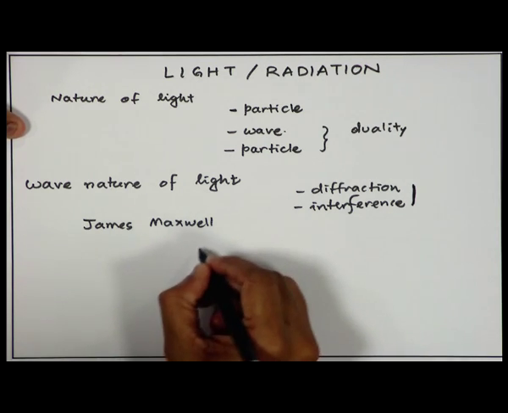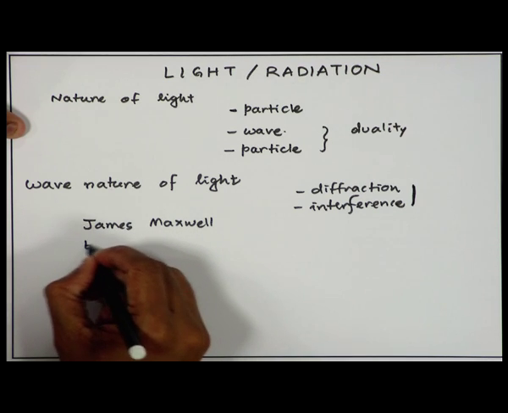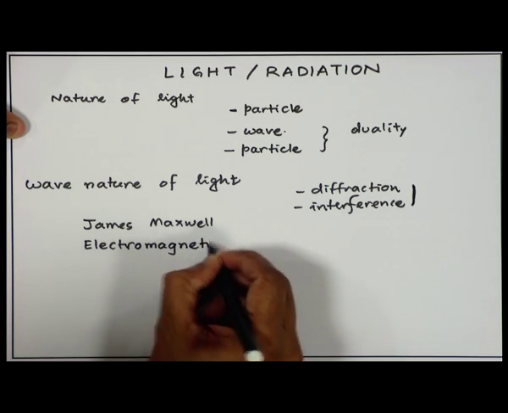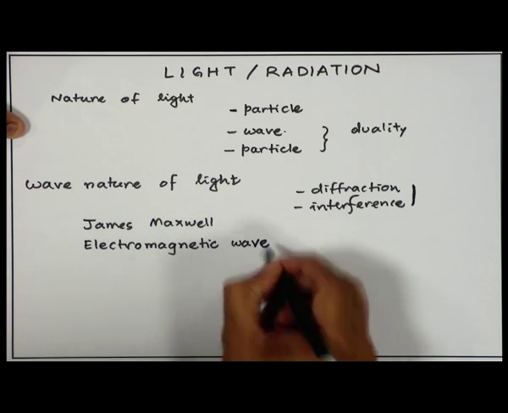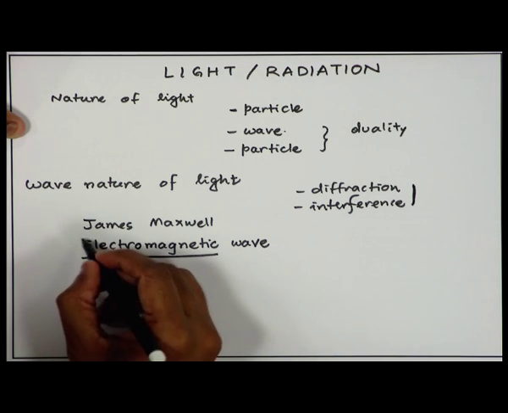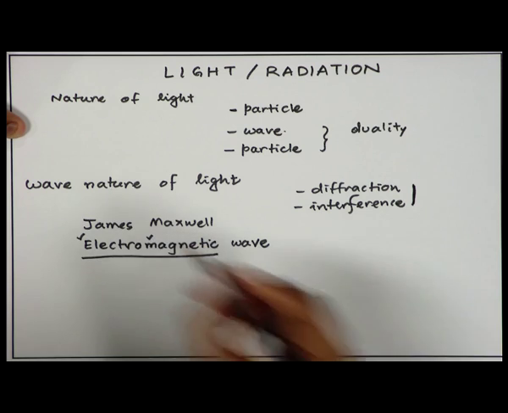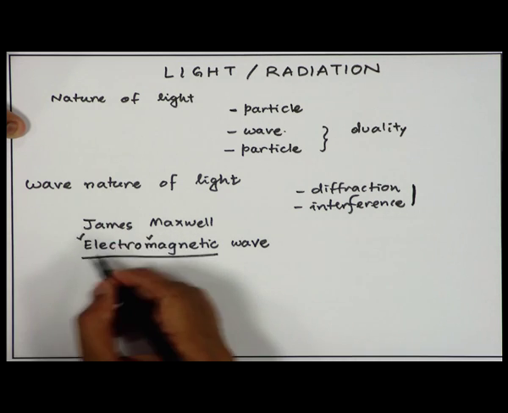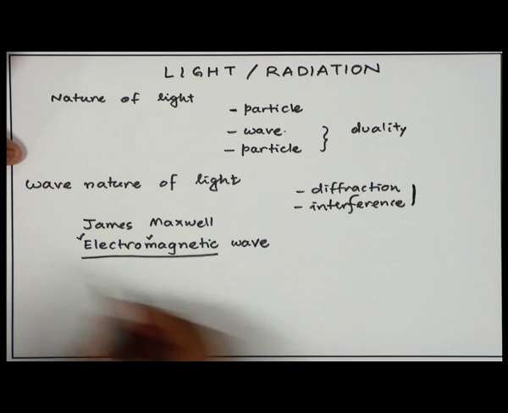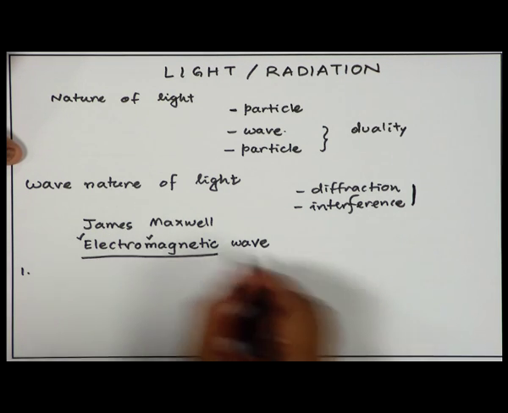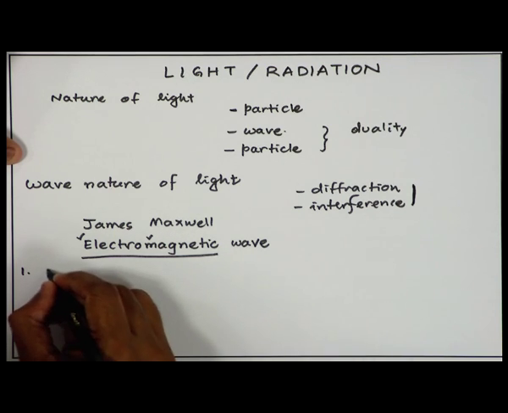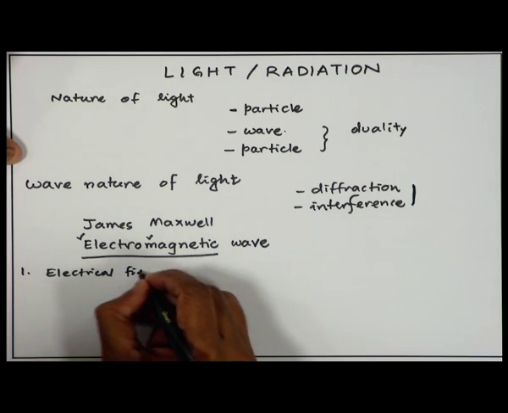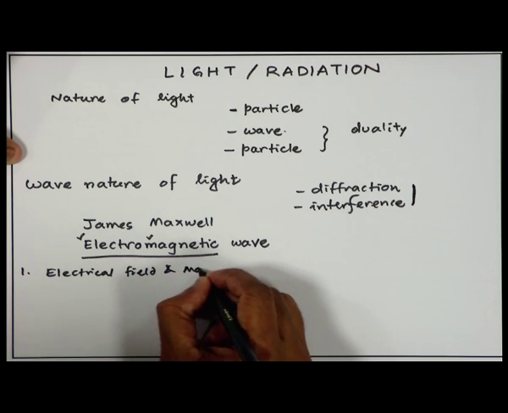What he called it is that light is an electromagnetic wave. This is a special kind of wave, as the name suggests, that it has an electric component in it, it has a magnetic component in it, and it is a wave. So, it is a special kind of wave that James Maxwell proposed. As the name suggests, this electromagnetic wave or electromagnetic radiation has an electrical field and a magnetic field.